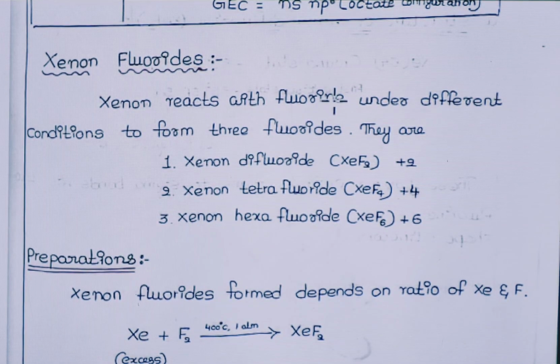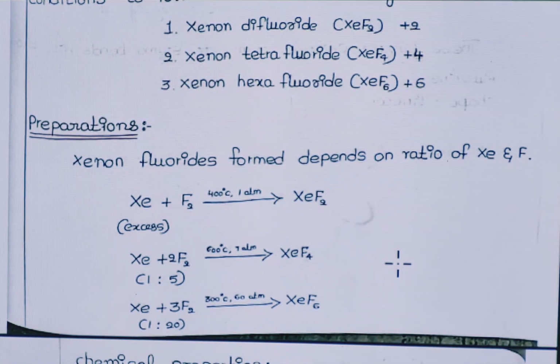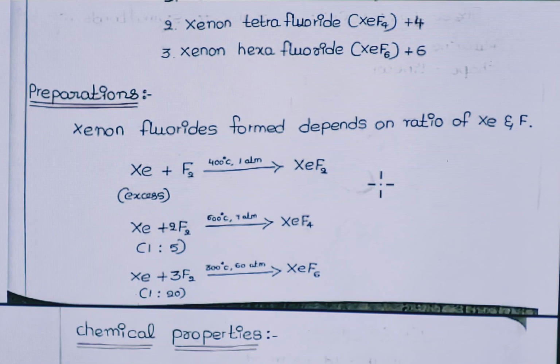Xenon reacts with fluorine under different conditions to form 3 fluorides. They are xenon difluoride, XeF2, in which the oxidation state of xenon is +2; xenon tetrafluoride, XeF4, oxidation state +4; and xenon hexafluoride, XeF6. Preparations are not more important than structures, so here I summarized some of the preparations of xenon fluorides.